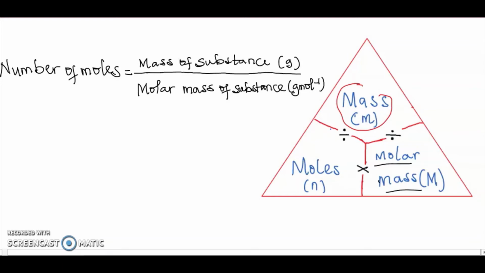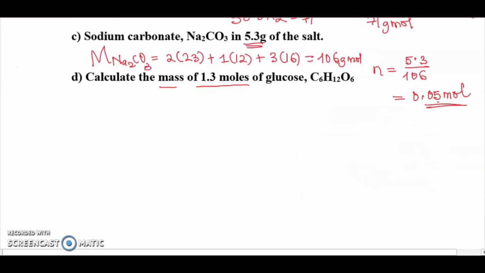Now, if ever you forget the triangle, you can still derive it by looking at the formula. For example, we know that number of mole is equal to given mass divided by molar mass. So, if you want to calculate mass, what we simply have to do here is to cross multiply. So, mass is equal to moles times molar mass, as simple as that.